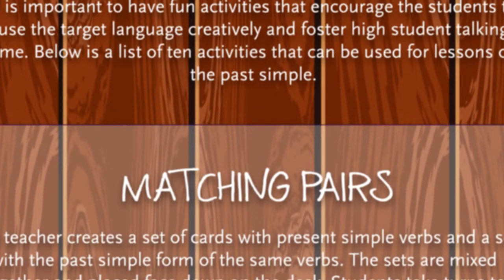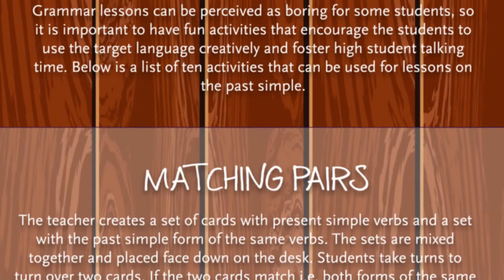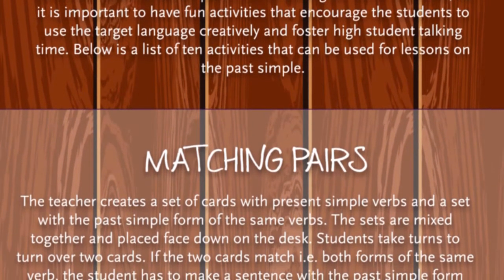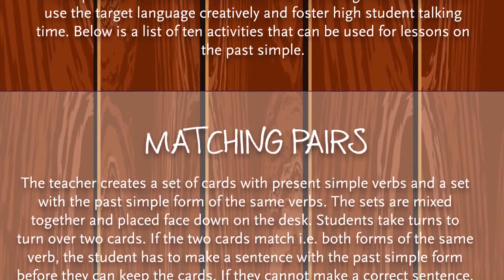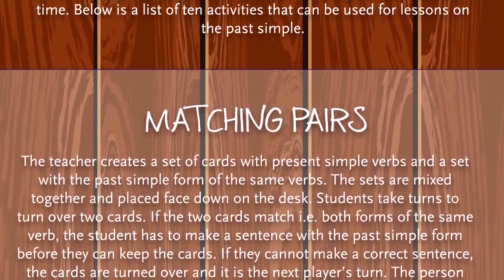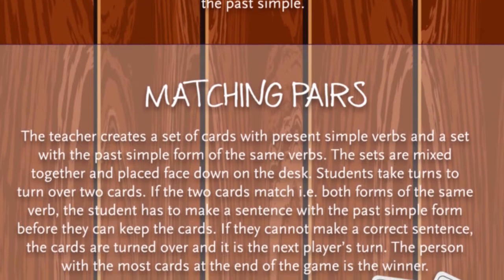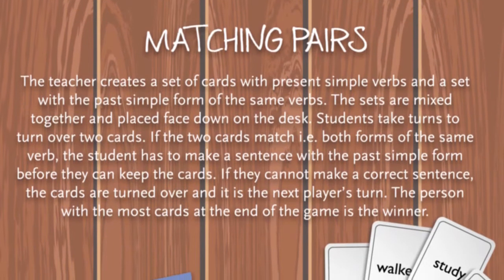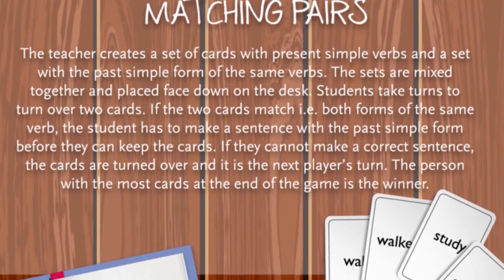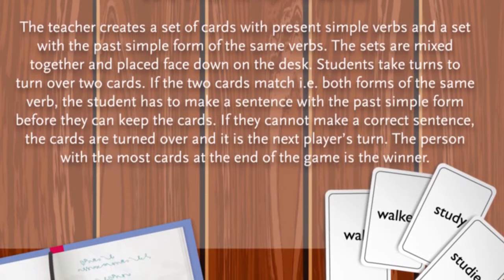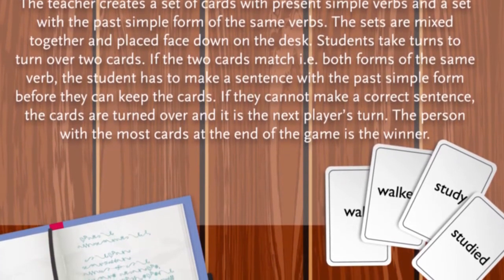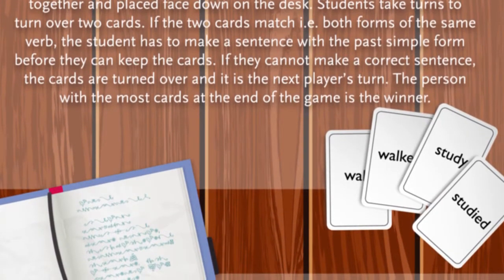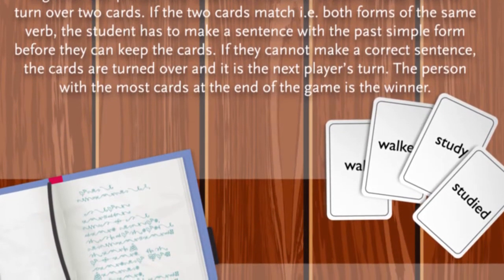Matching pairs. The teacher creates a set of cards with present simple verbs and a set with the past simple form of the same verbs. The sets are mixed together and placed face down on the desk. Students take turns to turn over 2 cards. If the 2 cards match, for example, both forms of the same verb, the student has to make a sentence with the past simple form before they can keep the cards. If they cannot make a correct sentence, the cards are turned over and it is the next player's turn. The person with the most cards at the end of the game is the winner.